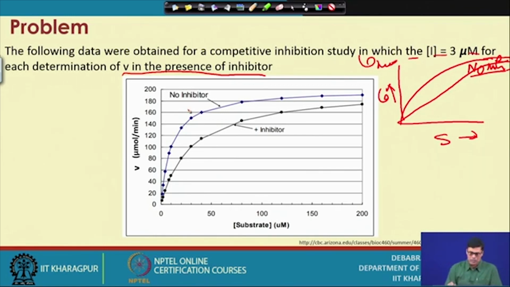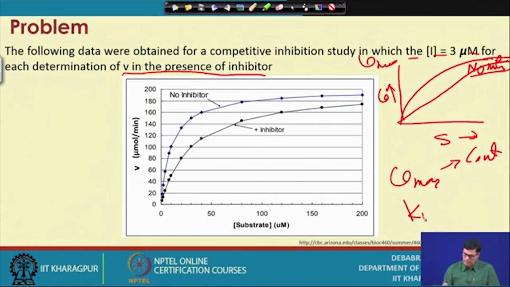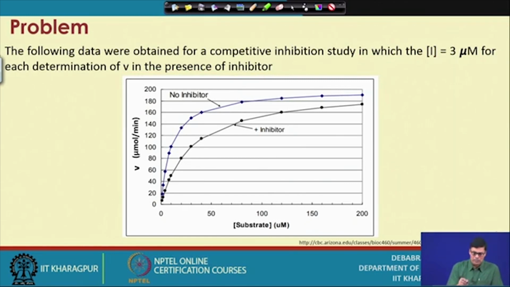So, we know in case of competitive inhibition, Vmax will remain constant, and Km will increase, and if Km increases, the velocity of reaction will decrease. So, in this problem, we have this as no inhibition and this as inhibitor. So, you can see the nature of the plot is given here. This is inhibitor and this is no inhibition that we have.